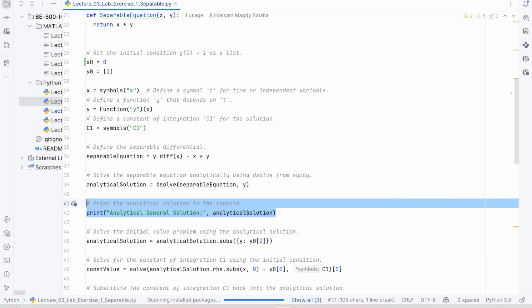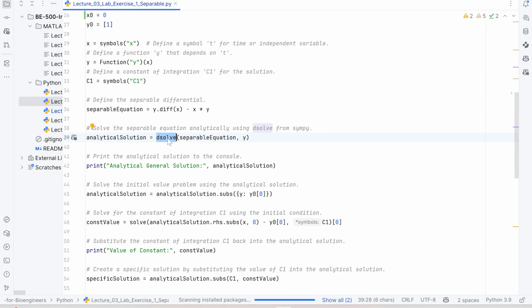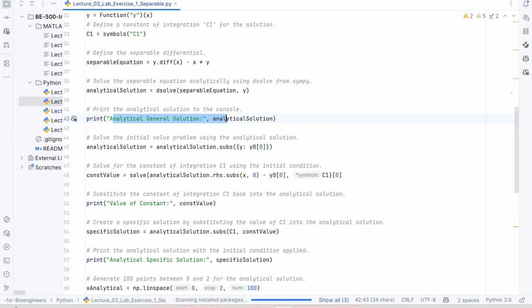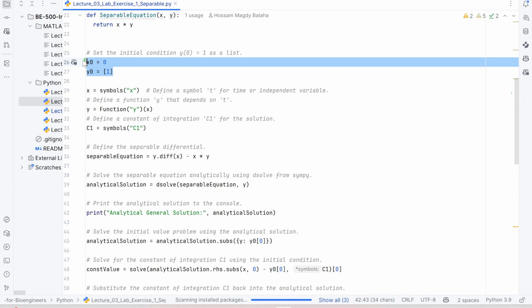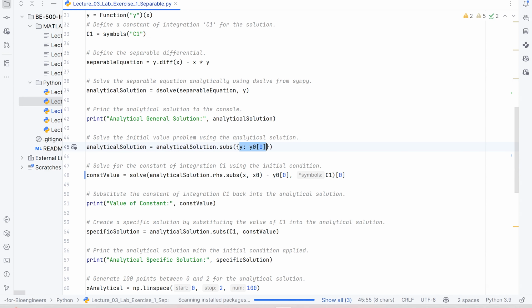The function dsolve here solves the separable equation analytically, but you need to give it the equation, and you need to define what to solve with respect to, and here we defined y. We need to get a specific equation based on the initial conditions x naught and y naught. So substitute each y by the value y naught, and then solve the equation to get the constant. Simply get the right hand side, substitute x by the value x naught, subtract y naught, and we aim to find the constant c1.